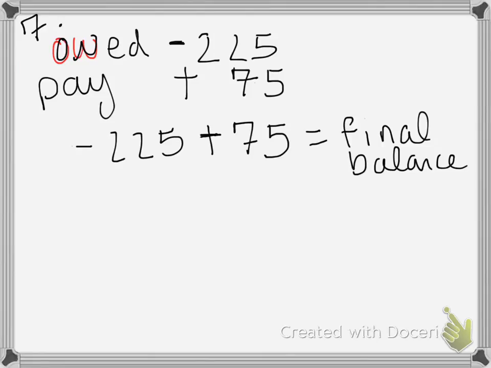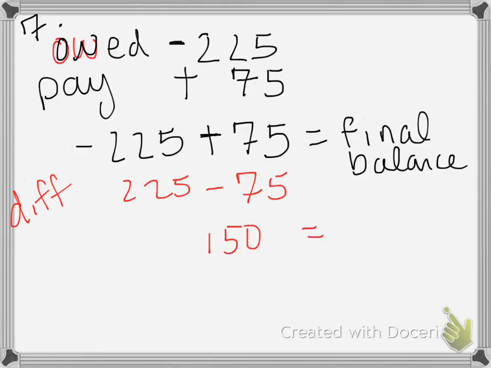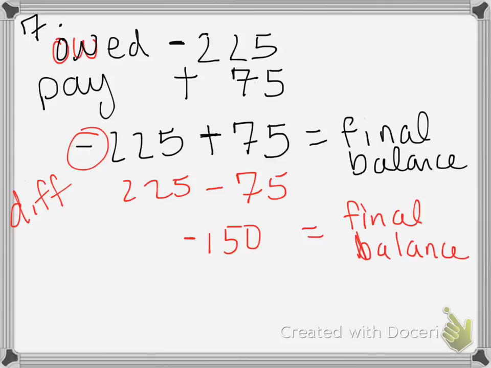We know that when we're adding integers, if they are different, we subtract them. So 225 minus 75 gives me 150. We have to keep the bigger number's sign, which in this case is negative 225. So 150 is negative. Even after he paid $75, he still had a negative balance and still owes $150.